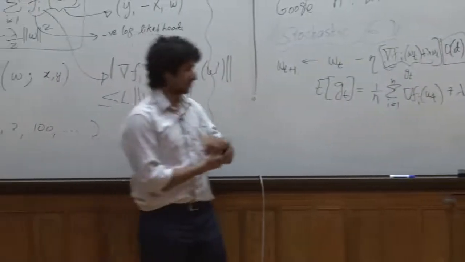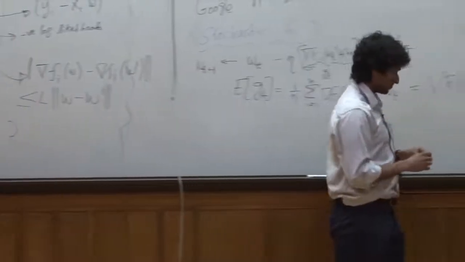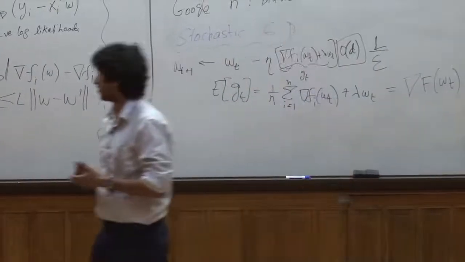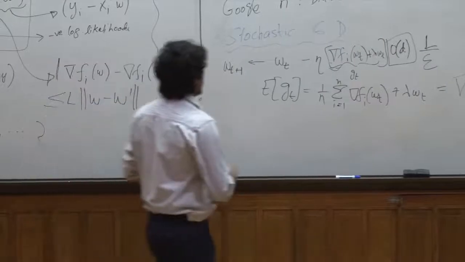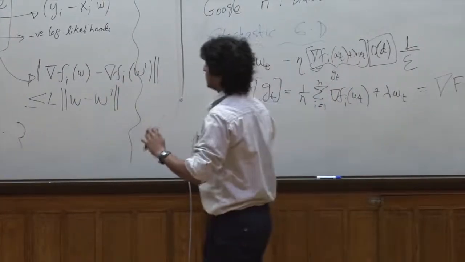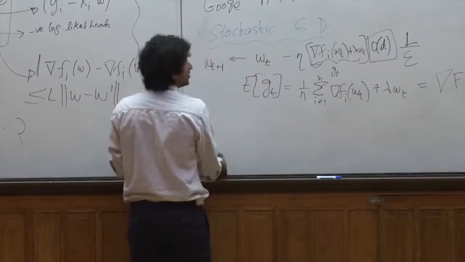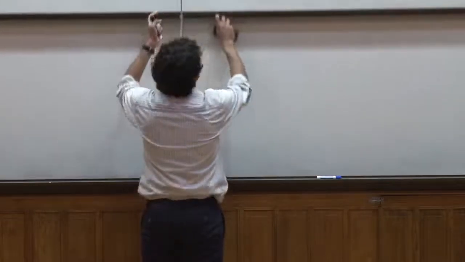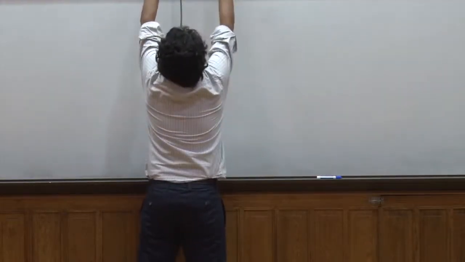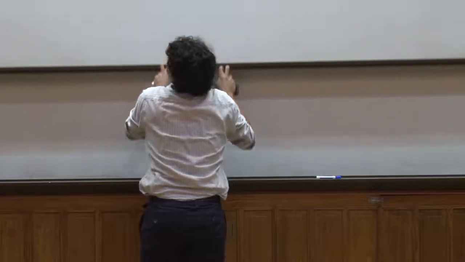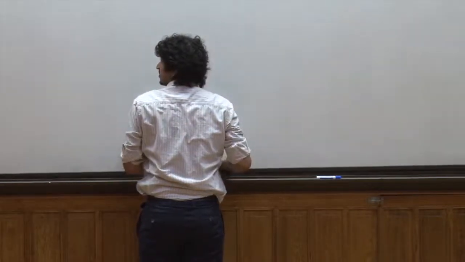Any thoughts? Okay, so that's gradient descent versus stochastic gradient descent. Maybe I'll just lift this up so that people can continue to look at it. Bring this down.